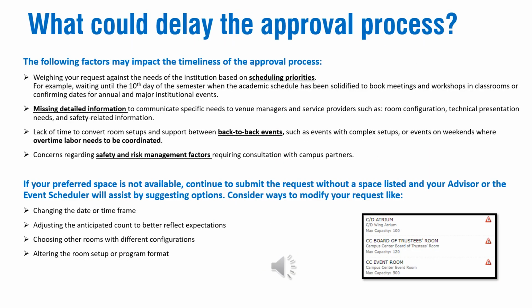What could delay the approval process? The following factors may impact the timeliness of the approval process. Weighing your request against the needs of the institution based on scheduling priorities. For example, waiting until the 10th day of the semester when the academic schedule has been solidified to book meetings and workshops in the classrooms, or confirming dates for annual and major institutional events.